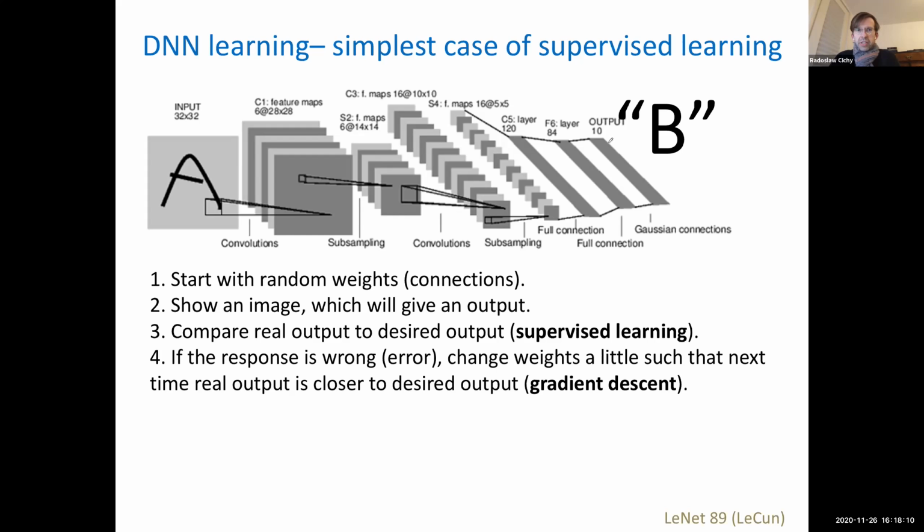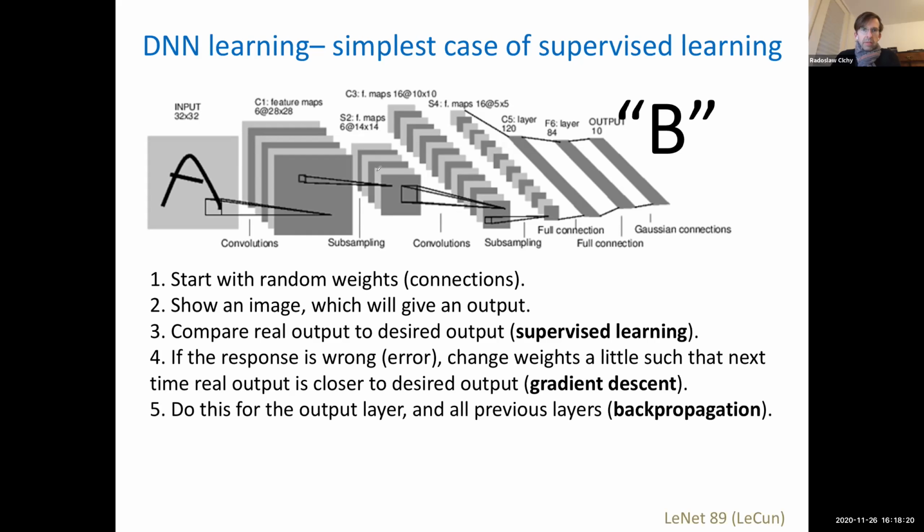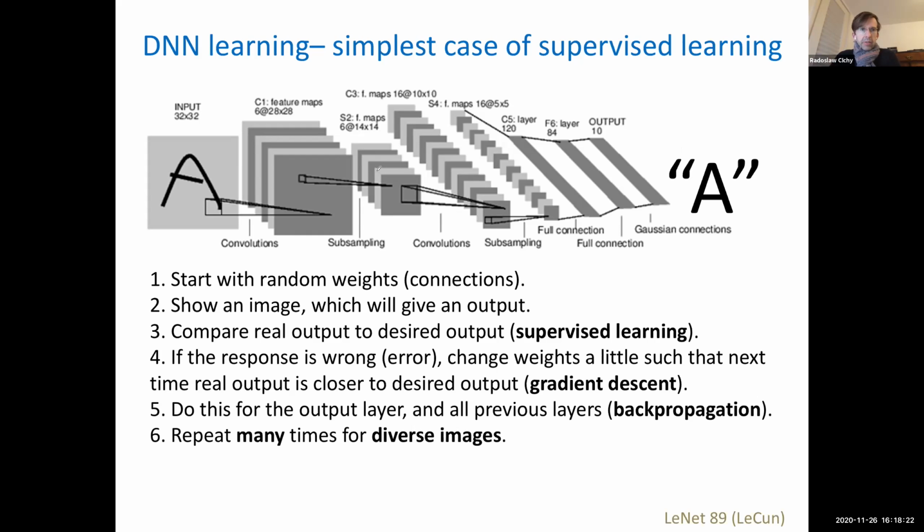And you do this by changing the weights in the very last layer. And then you propagate the changes back through the whole network by a technique called gradient descent, usually. And you do this by backpropagation. So you repeat this many, many times for many, many different images until at some point, if the network has learned, if you see an A, the network tells you, aha, in this image there was an A.